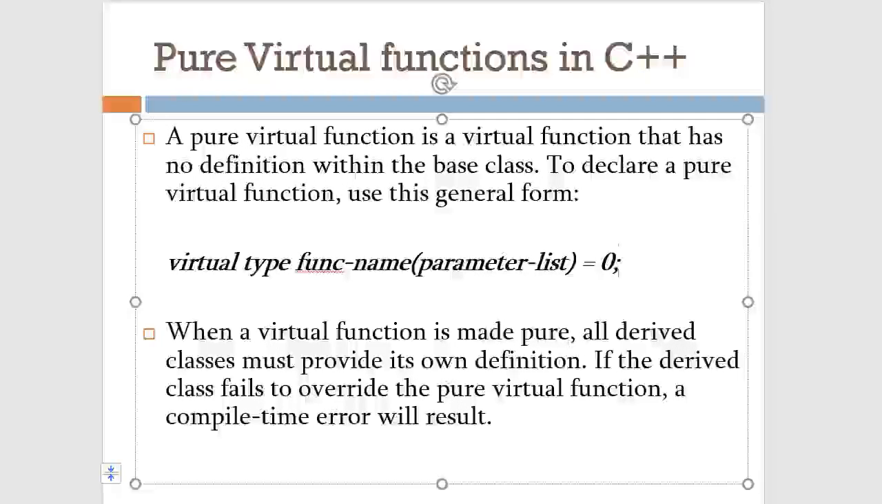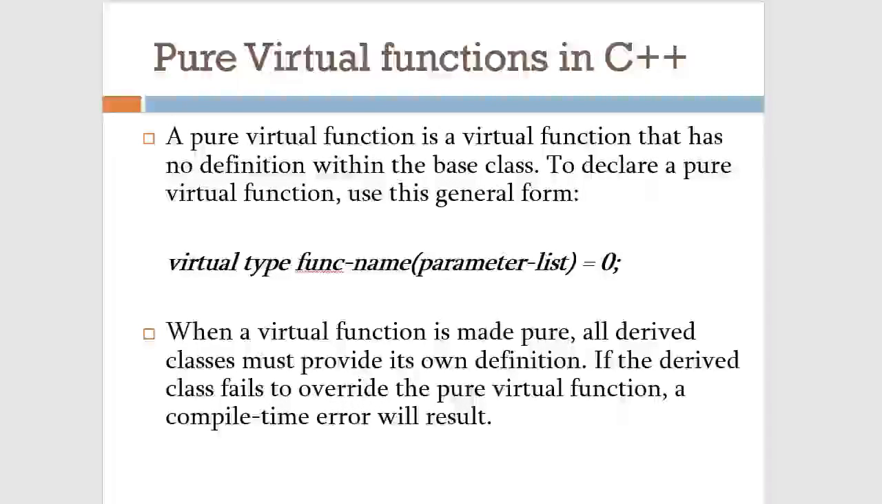When a virtual function is made pure, all the derived classes must provide their own definition. If a derived class fails to override the pure virtual function, a compile time error will result. That means when you make a pure virtual function, all the derived classes must provide a definition of this same function, and if you fail to do so, the compiler will throw an error.